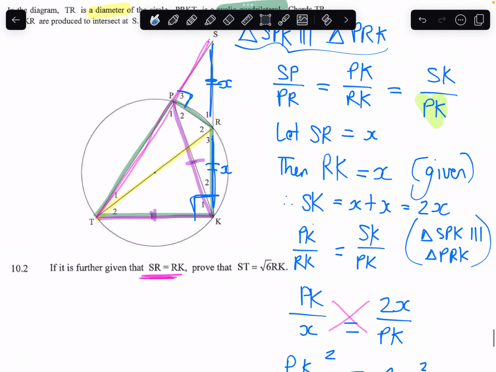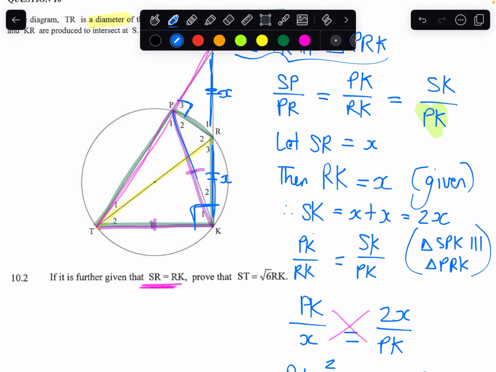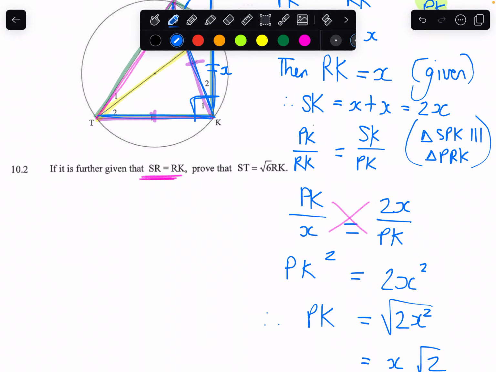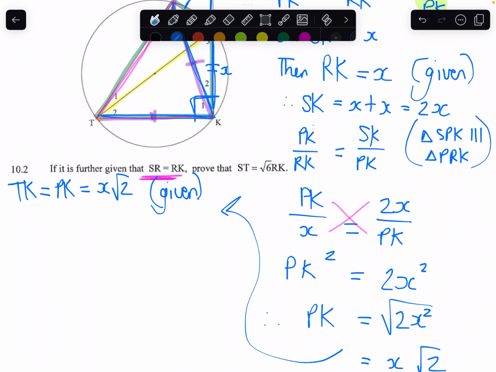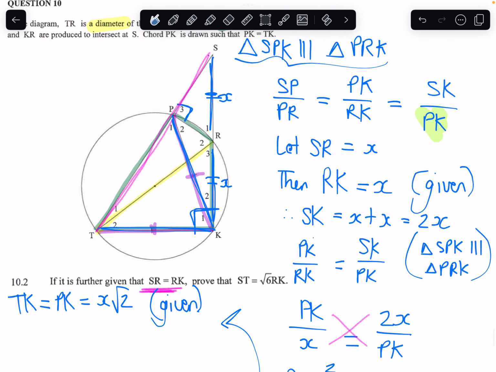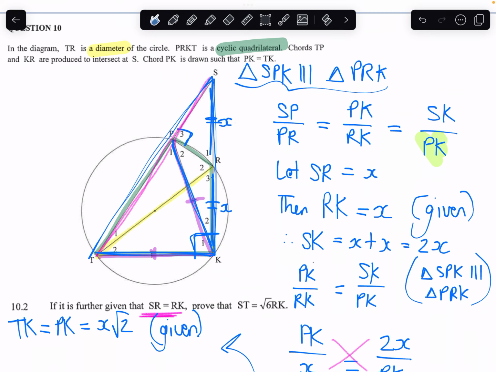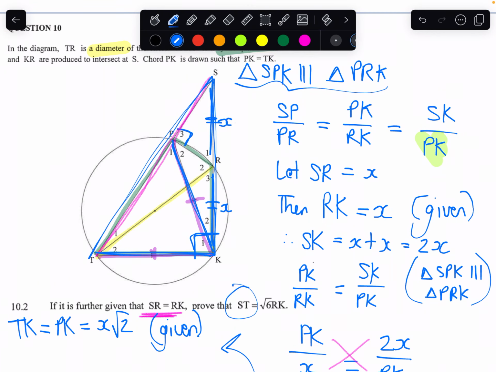So we now have an expression for PK, which gives us an expression for TK because we were told that those are equal. So I'm going to say TK is equal to PK, so it must also be x times root 2, and we were given that information. Now we can set up a Pythag for this triangle to figure out an expression for ST, because that's what we've been asked to figure out.